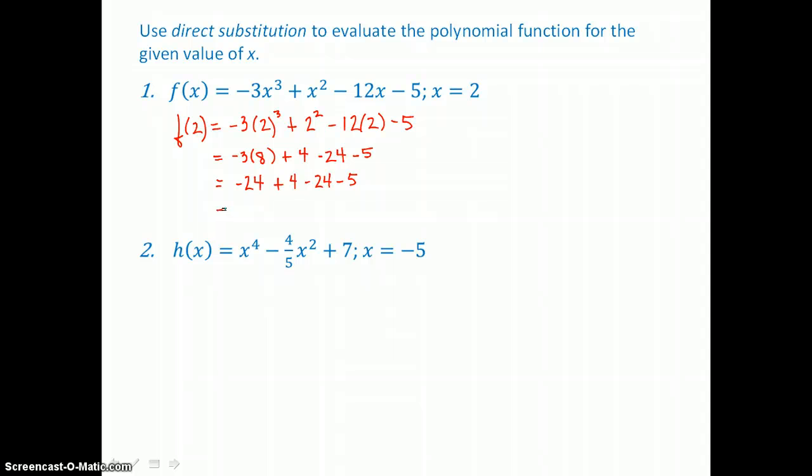So usually when I evaluate or simplify, I add my negatives together, so I'm going to get a total of negative 24, negative 48, plus negative 5, negative 53, plus 4. So I'm getting a value for this function when x is 2 of negative 49.